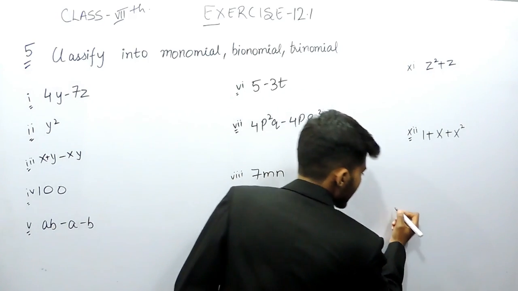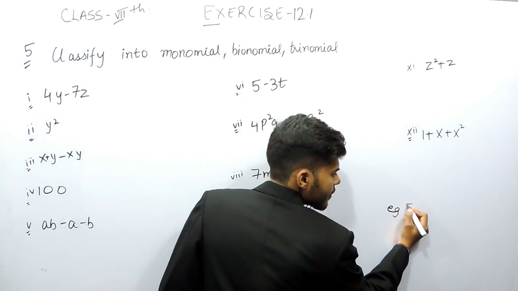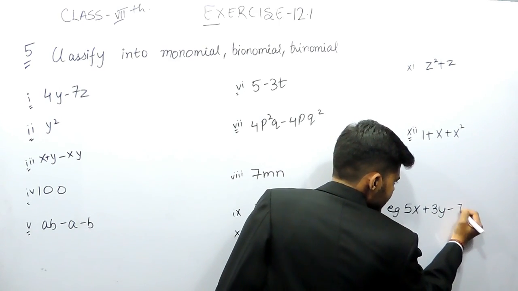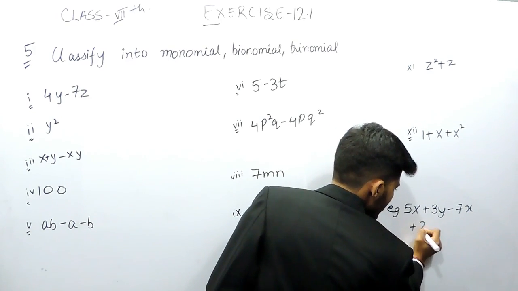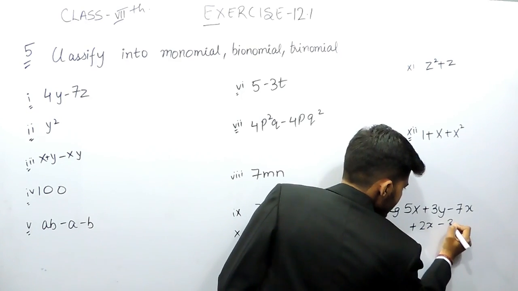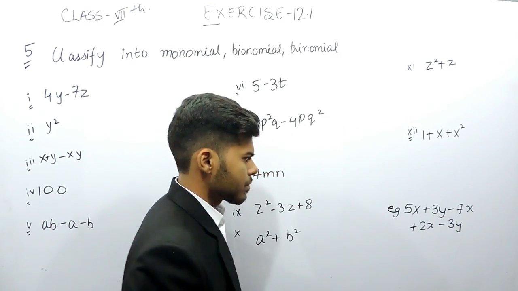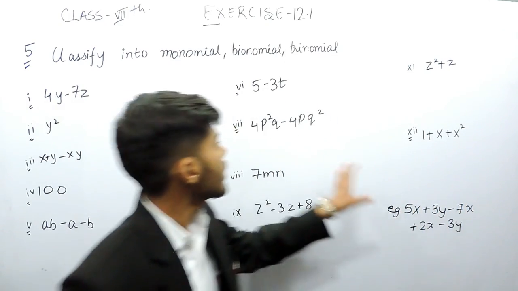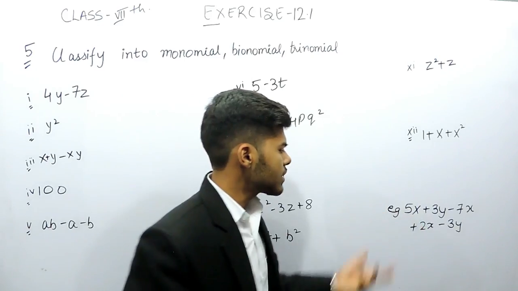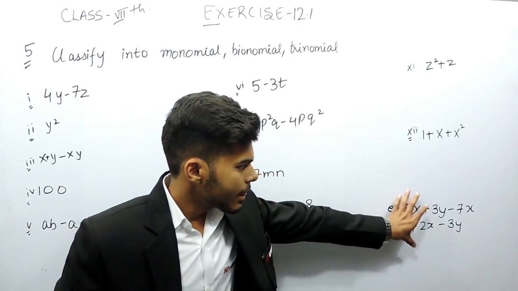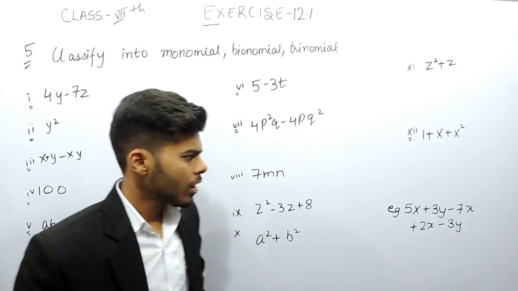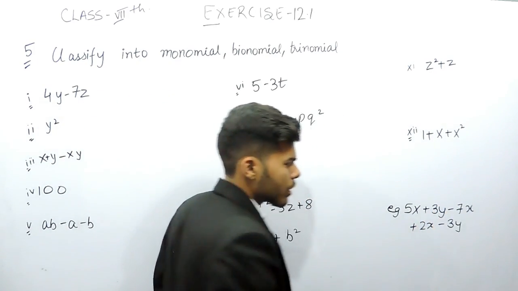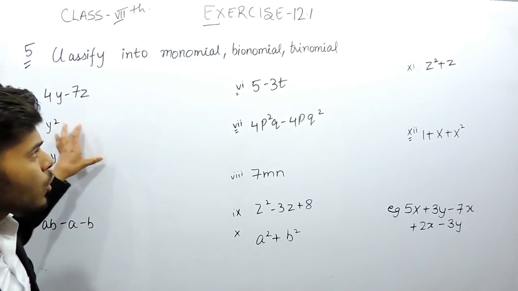For example, if you have a question like 5x plus 3y minus 7x plus 2x minus 3y. Supposing this is the question. Now this is having more than 3 terms, so we can say this to be a polynomial, but this is not in its simplest form. Some of the quantities can be cancelled out. So the basic condition is that they should be in simplest form.